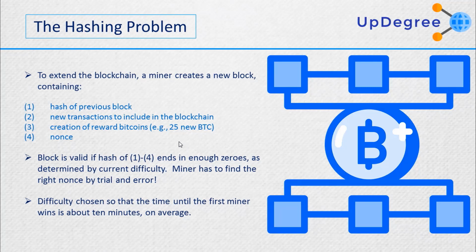So what does a miner do? To create a new block, he creates a new block with the hash of the previous block, new transactions to include in the blockchain, the creation of new reward Bitcoins, and a nonce. He has to find the right nonce by trial and error, and the difficulty is set so that the first miner wins in an average of 10 minutes. So hashing is a very key mechanism. I have already shown some devices like GPU, CPU, and ASIC devices, where he does mining based on the hash rate.